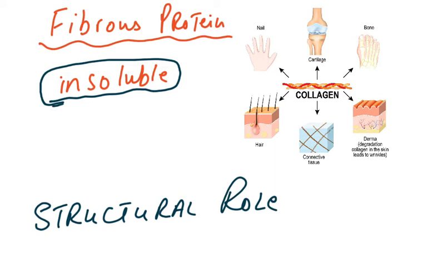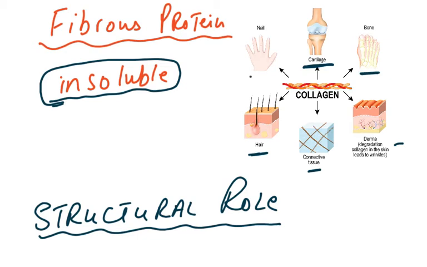It has a structural role, and you can see where collagen is found. It's found in hair, it's found in connective tissue, it's found in the skin, and it is found in cartilage, which is at the ends of the bones. Then it's found inside bone, then it's found in your nails.